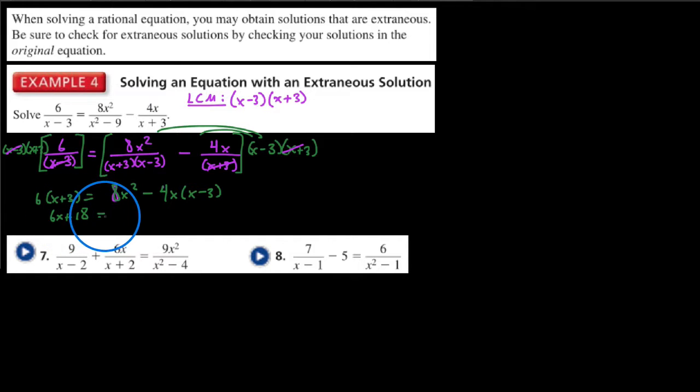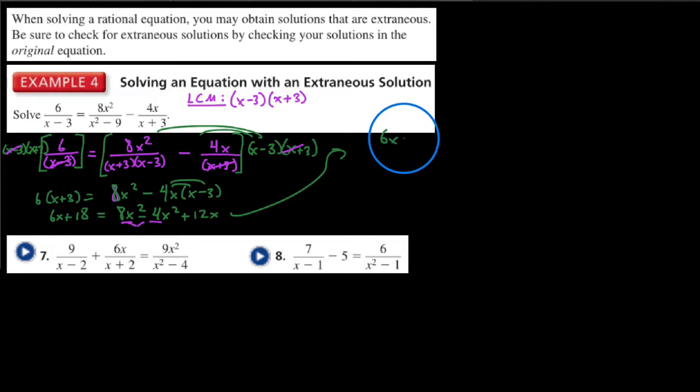So we get 6x plus 18 on the left side. On the right side we get 8x squared minus 4x squared after we distribute here, plus, okay, a negative 4x times a negative 3 is a positive 12x here. And then follow this up by simplifying these even further. I'm going to rewrite this up here. We have 6x plus 18 on the left-hand side. And on the right-hand side, it looks like we would have a total of 4x squared, and this is plus 12x.